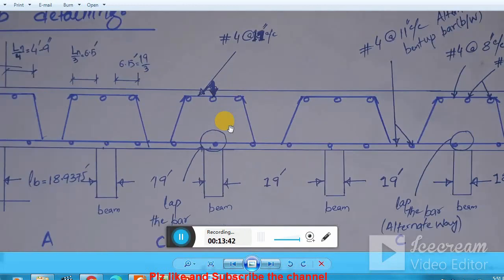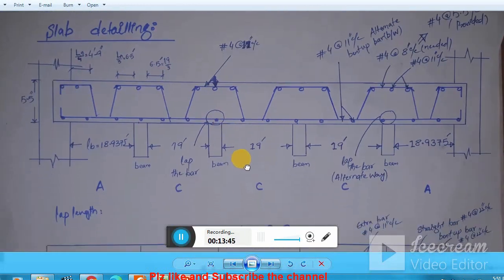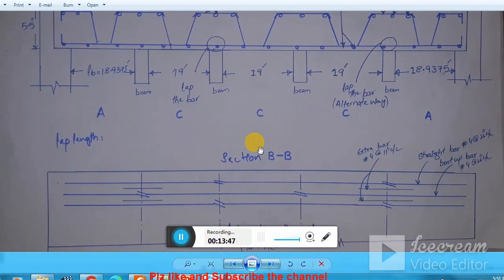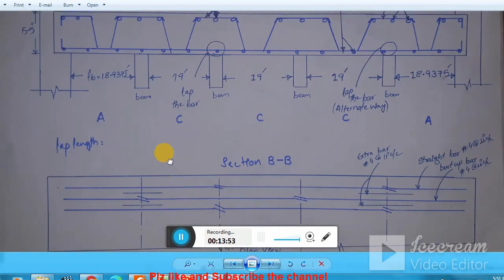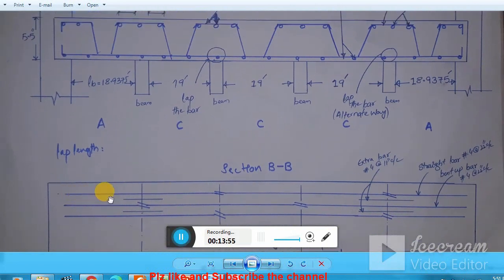The way I basically provide the lapping, you see, is that the lapping should be in an alternate manner. So this is my bar which is just straight, and I provide a lap here. Because 19 plus 18, roundabout, reaches 40, because the length of one bar available in the market is 40 feet. So that's why I provide a lap here. Then again I provide a lap here, and the rest of the bar is this one. This is my straight bar.